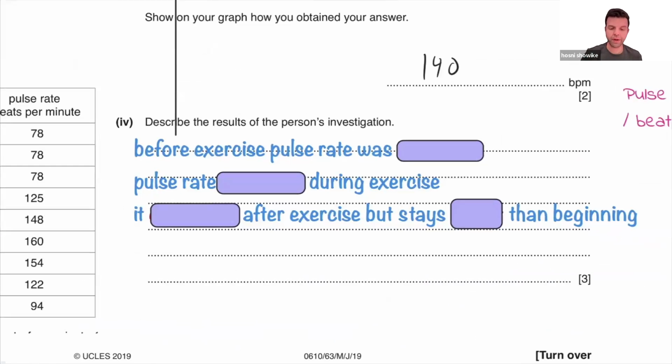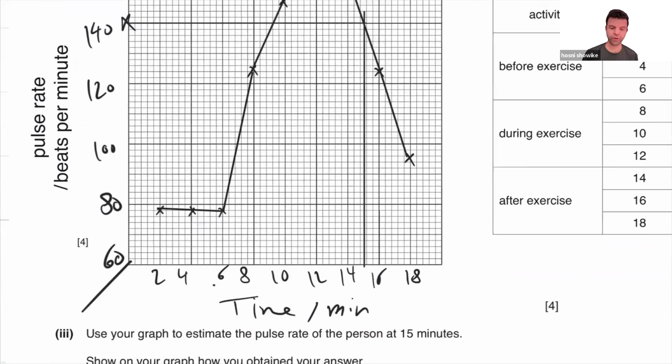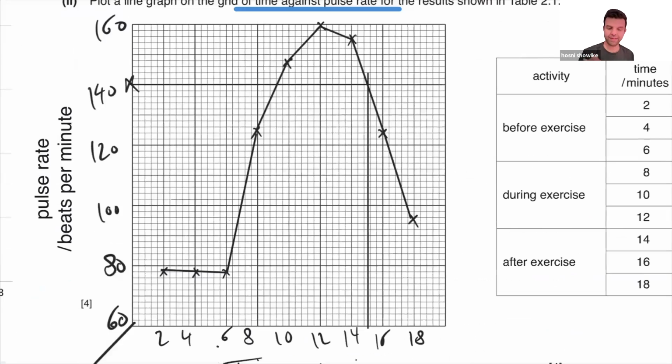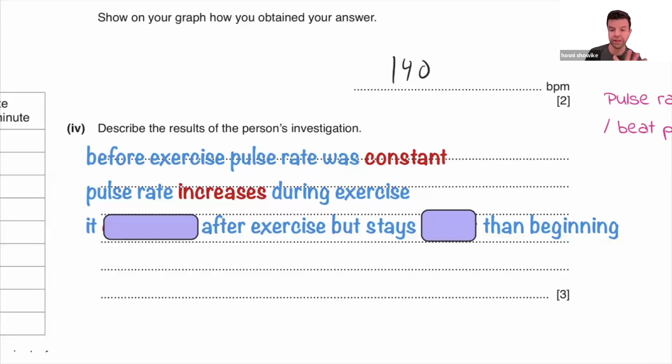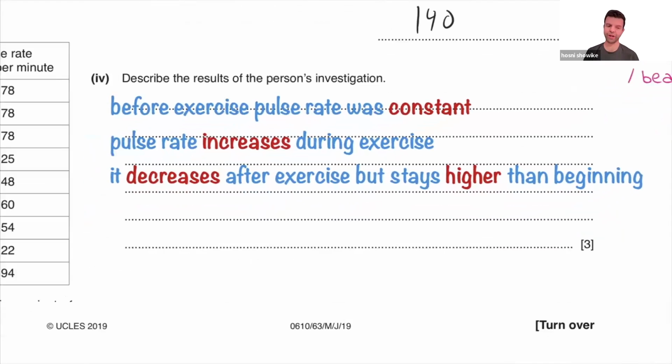And describe the results of the person in this investigation. So how am I going to describe this? I'm going to state first, the pulse rate stays constant. Then we had a rapid increase. We reached the maximum at 12 minutes. It was 160. And then it decreased. So before exercise, we had a constant pulse rate at 78. Pulse rate increases rapidly during exercise. It decreases after exercise, but it did not reach back to the resting, right? If I wait, I would have probably returned back to the 78, but based on my results, we did not return back to the resting.